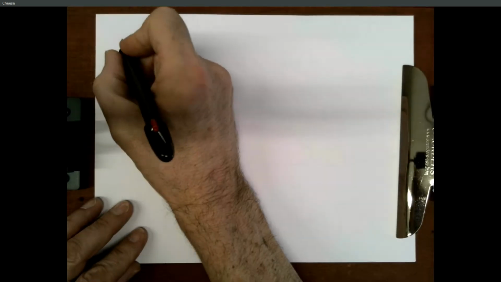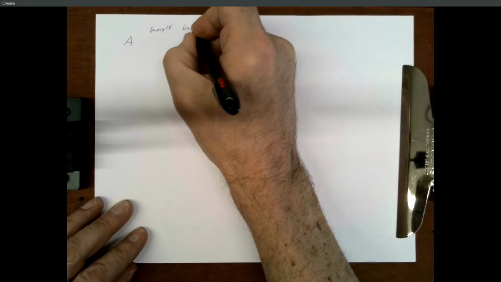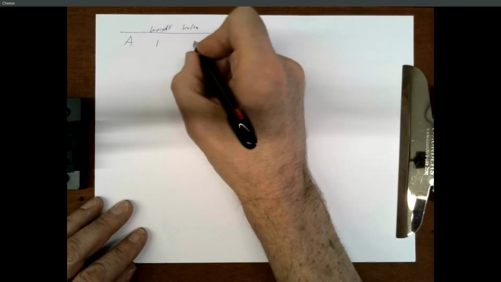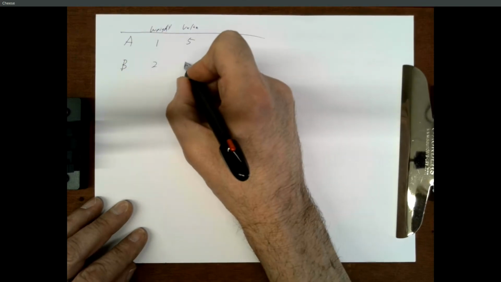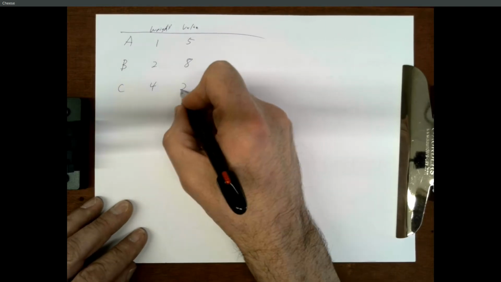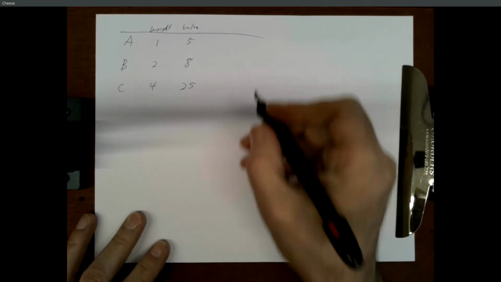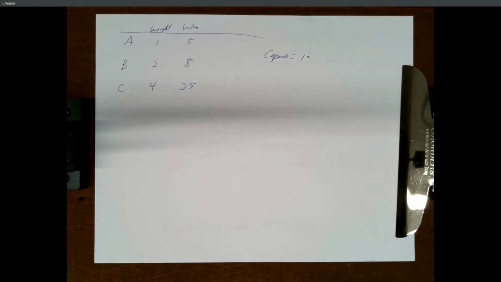Let me give you one example. You have item A, and let's say we have our weight and our value. Maybe item A weighs 1 pound and is worth $5. Item B might weigh 2 pounds and be worth $8. And item C might be 4 pounds and is worth $25. And let's say the capacity of your bag is 10 pounds.